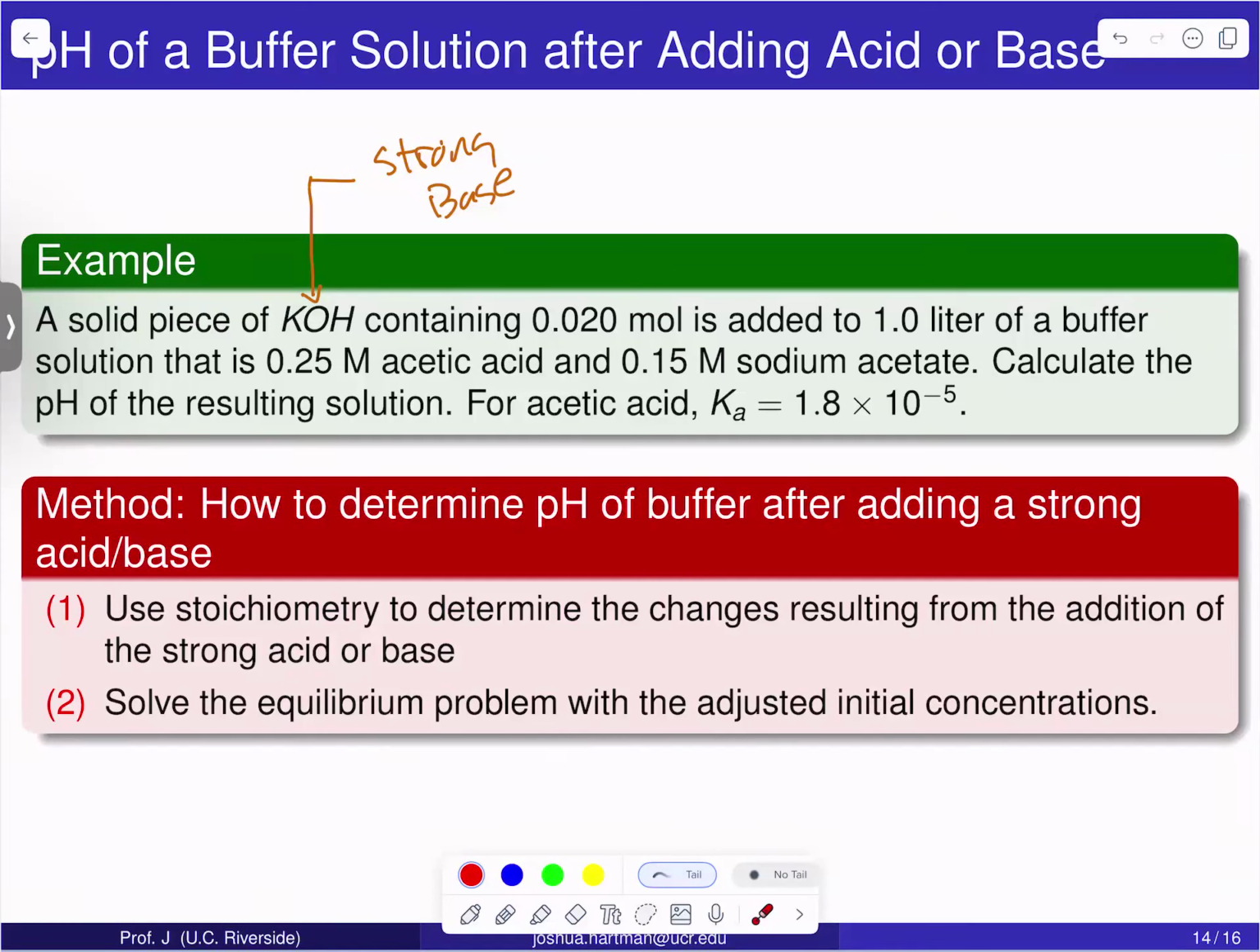All right, so the method for determining the pH after adding a strong acid or a base is really 2 steps. The first step is to use stoichiometry to determine the changes resulting from the addition of the strong acid or strong base. Strong acids and strong bases are nice because they will completely react. By definition, they are strong, they react completely. So we can assume that reaction goes to completion and then solve the resulting equilibrium problem with the adjusted initial concentrations after we fully reacted our strong acid or base.